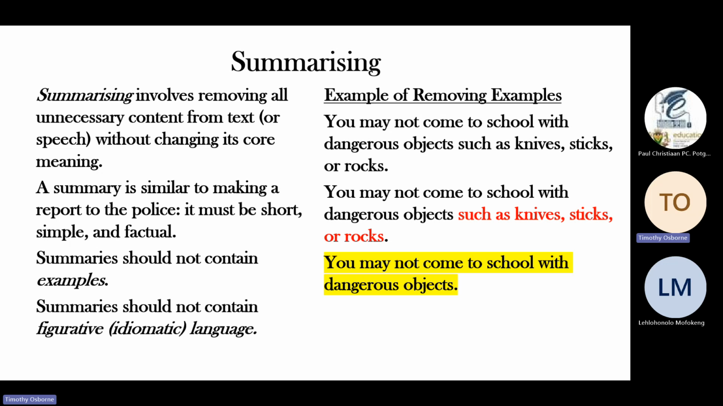So we now want to summarize the sentence in as few words as possible, but we must keep the core meaning. There are the words we can take away, because we are dealing here with dangerous objects. So we don't need to say knives, sticks, or rocks. We know those are dangerous objects. So that can be chopped off from the sentence in order to condense it. And we wind up with, "You may not come to school with dangerous objects." And there is your first example of summarizing by removing examples.